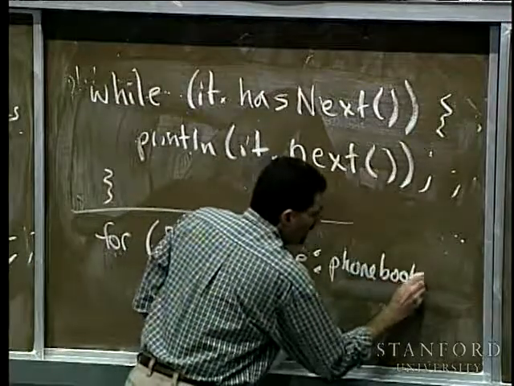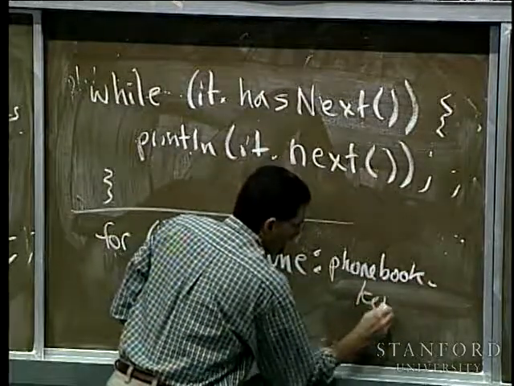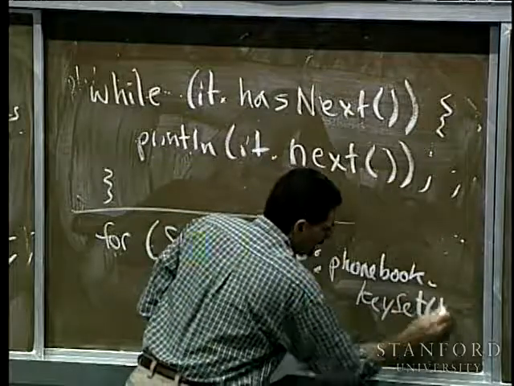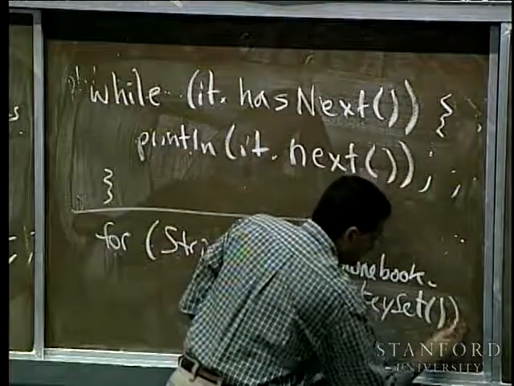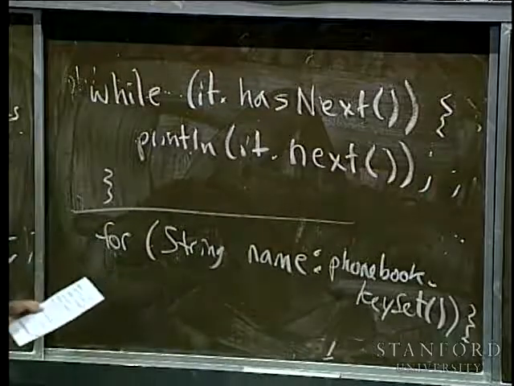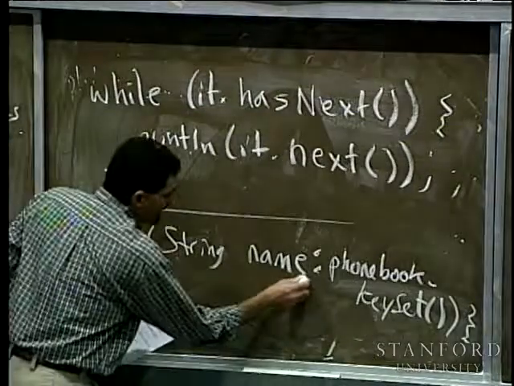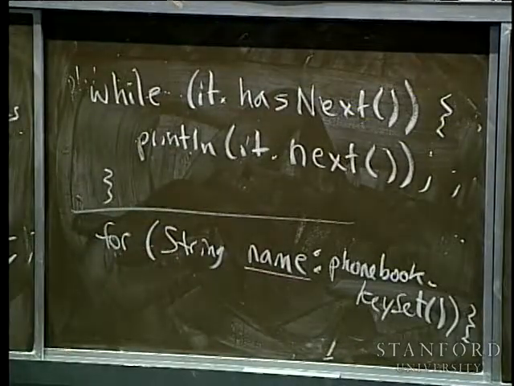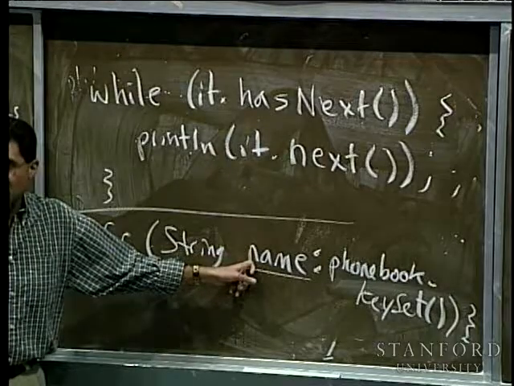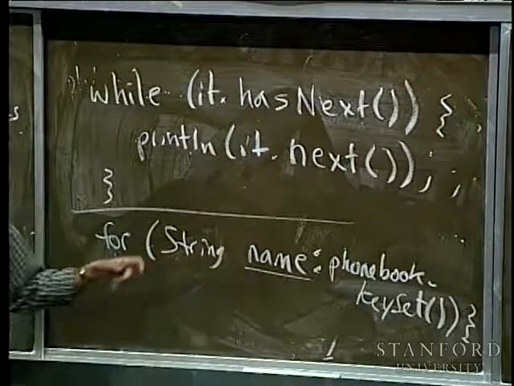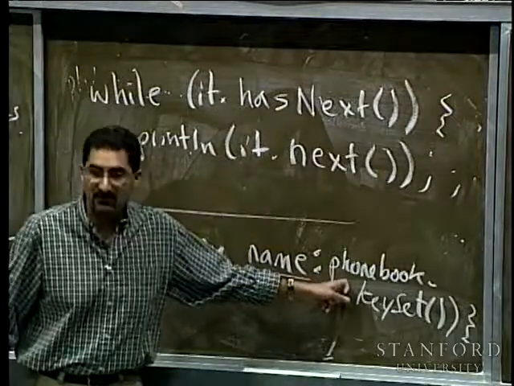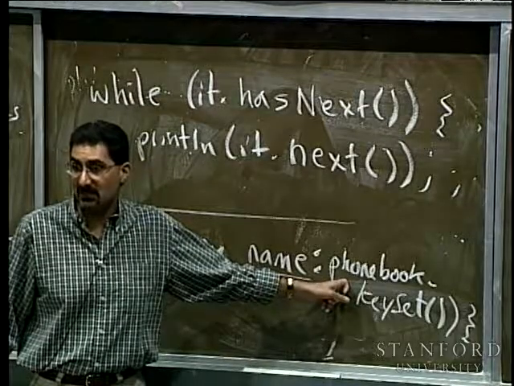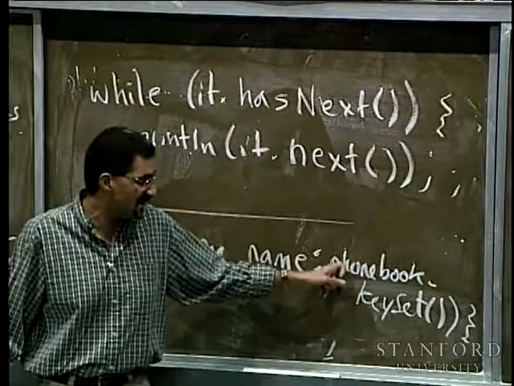Phonebook dot, this would all be on the same line, keyset. Okay? And then inside this loop, what you can do is this word, this name of this variable, is a declaration of a variable that sequentially will go through all of the elements of this collection over here. And so this collection could be the key set from a phone book.